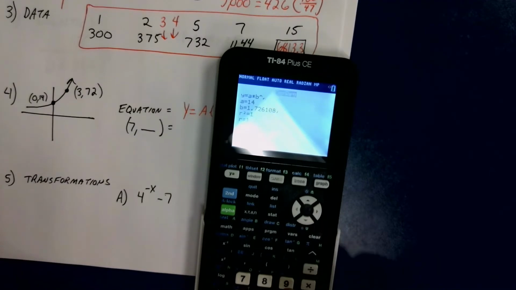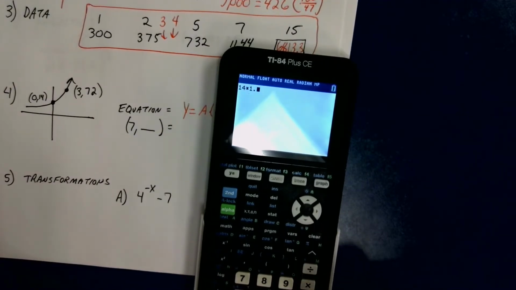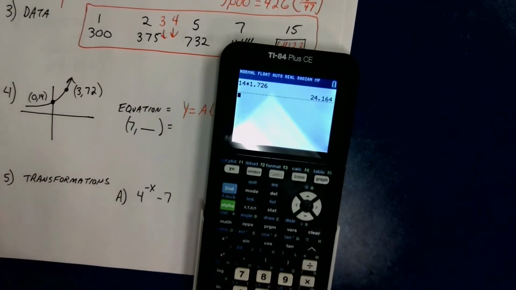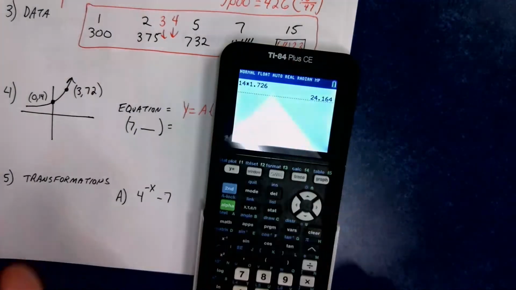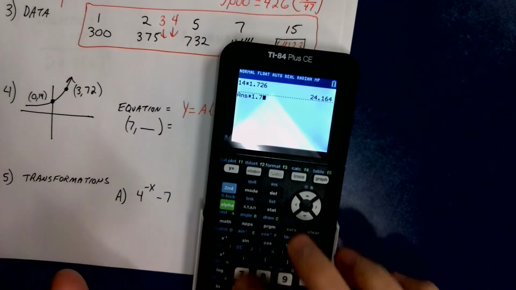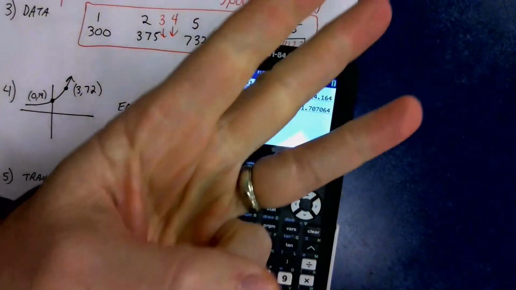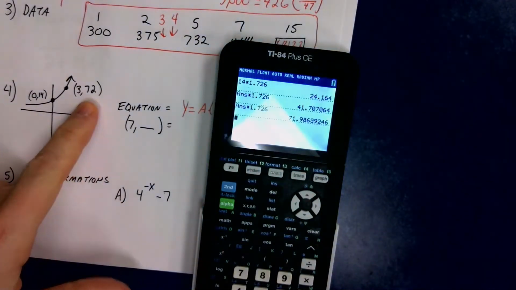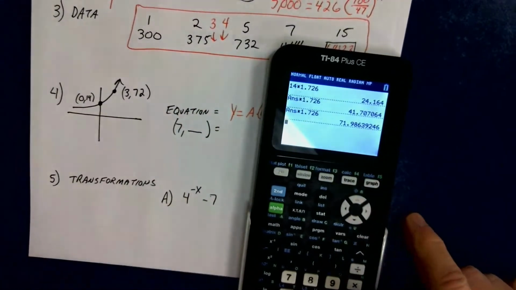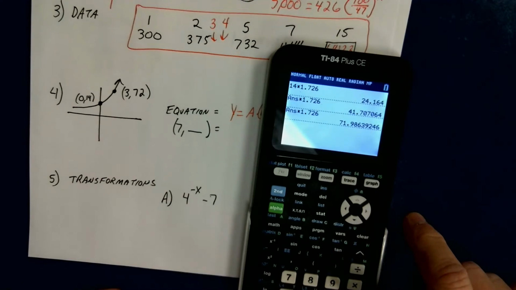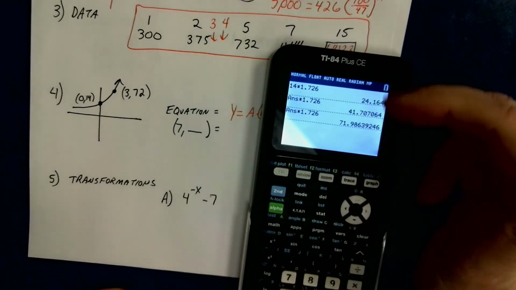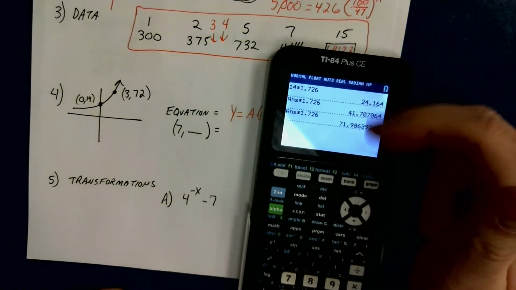So I have 14, and I multiply by 1.726. I hit enter. That's the first multiplication by it, right? Times 1.726. That's the second multiplication by it. And the third multiplication should get me to 72. And look at that, I'm at 71.986. Sweet. So the calculator was able to do the exponential regression for it.